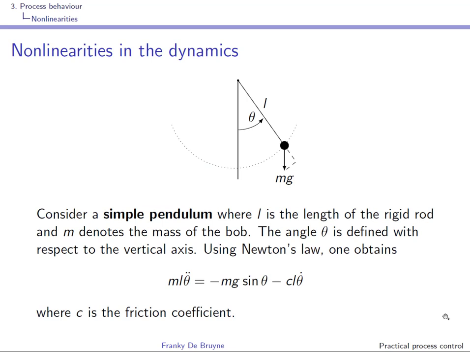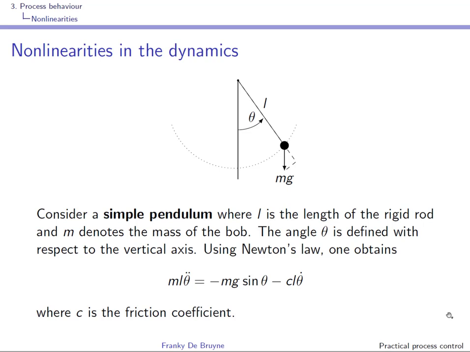In the previous examples, we have considered static nonlinearities. Of course, there are also nonlinearities in the dynamics, and they will manifest themselves in very different behavior around different working points. We will illustrate this using a simple pendulum system, and this system has the advantage of showing that the behavior can indeed be very different around different working points.